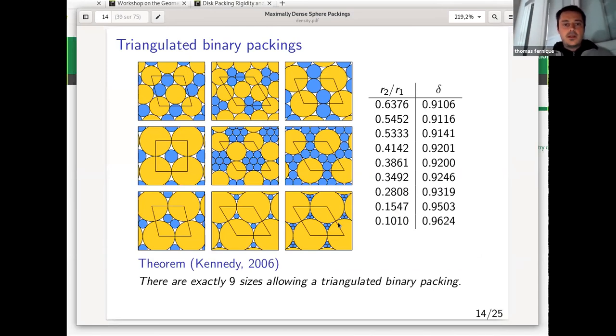So let's first consider the triangulated packings. First, the binary case, when you have only two radii of disks. They have been classified by the same Tom Kennedy, who proved that there are only nine different size ratios which allow a binary packing of the plane. Here you have the nine sizes and an example of packing for each size. They are all periodic, so I describe a fundamental domain by a parallelogram on the picture. So this is the binary packing.